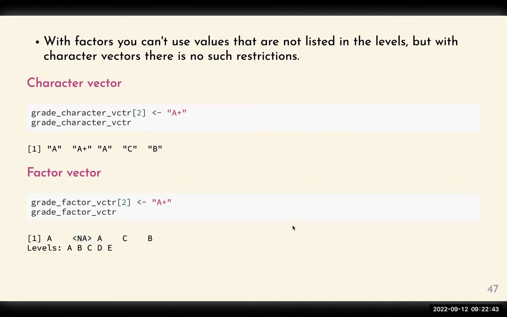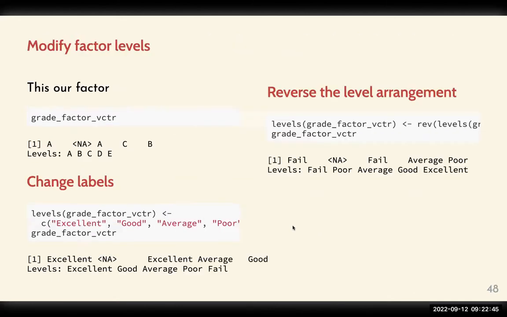Now let's see how to modify the factor levels. I want to code A as excellent, B as good, C as average, D as poor, and E as fail. This code will do the job. Here, this part extracts existing labels. These are the new labels.